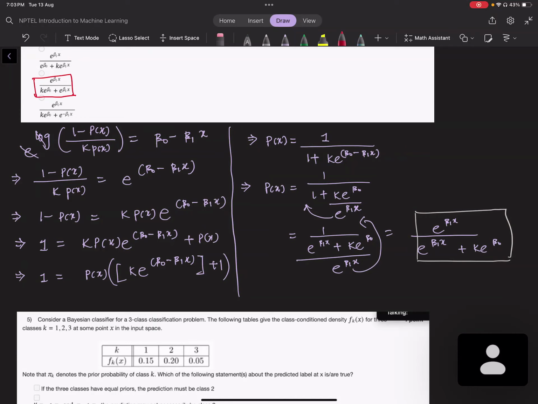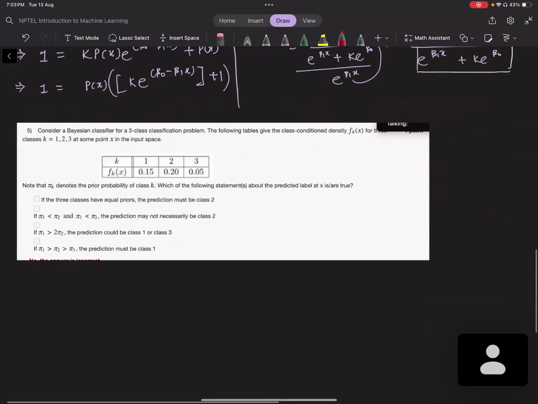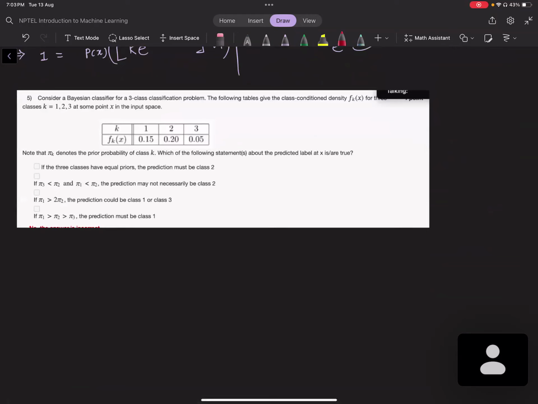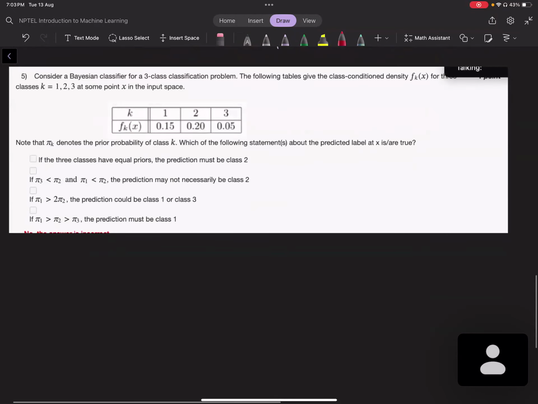Must be class 2. If... yes, sorry, I guess not. Yes, probably. Yeah, so the question is consider a Bayesian classifier for a 3-class classification problem. Okay, a bit bigger. Not sure if I'm going too fast or not. Yeah.